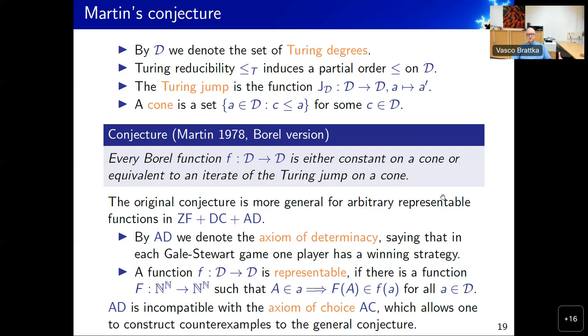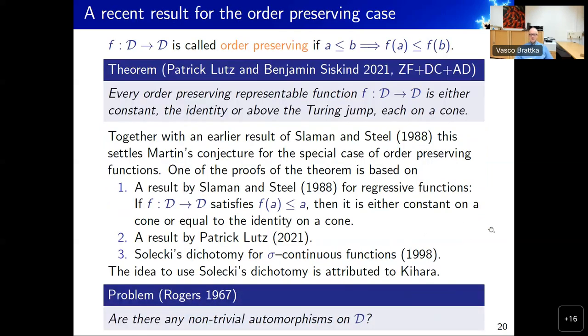Turing reducibility, but it is also related to reducibilities in a different way. And I want to come to a very recent result now. That's a result by Patrick Lutz and Benjamin Siskind. They kind of solved Martin's conjecture for a special case, namely for the special case of order-preserving functions.